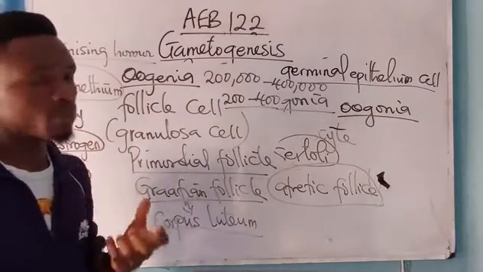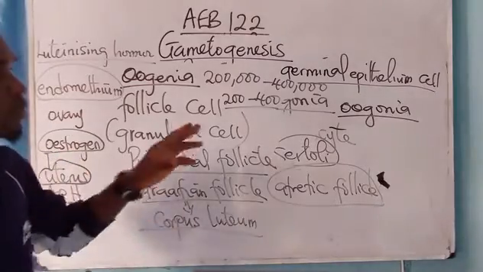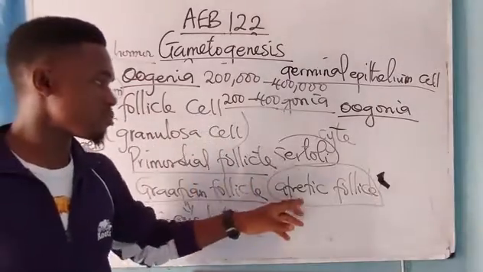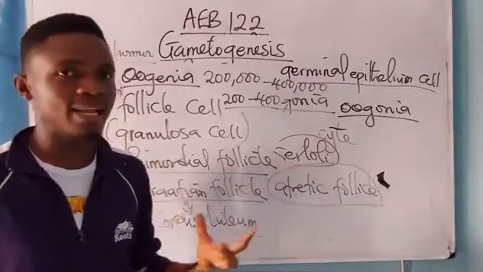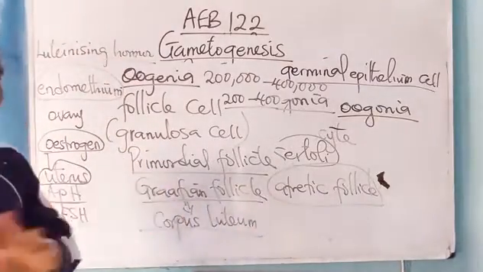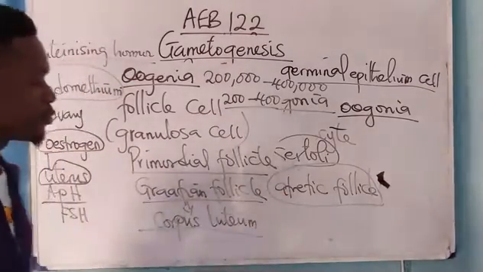Of all these 200,000 to 400,000 follicles, only 200 to 400 will reach development. Others will degenerate to produce a cyst-like body called what? Atretic follicle. This atretic follicle is cyst-like and is found in the ovary. It does not produce what? Egg. Please take note of this. Atretic follicle.